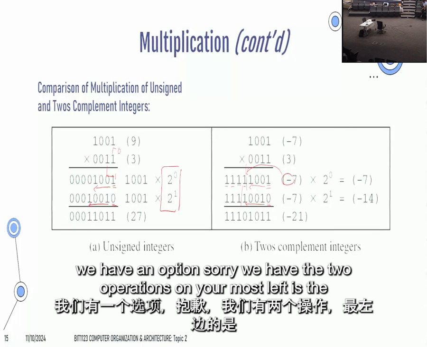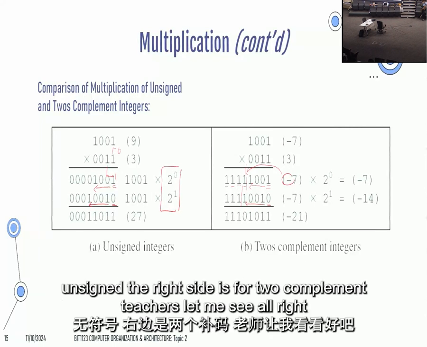We have two operations. On your most left is unsigned. The right side is for two's complement integers. Let me see. All right.